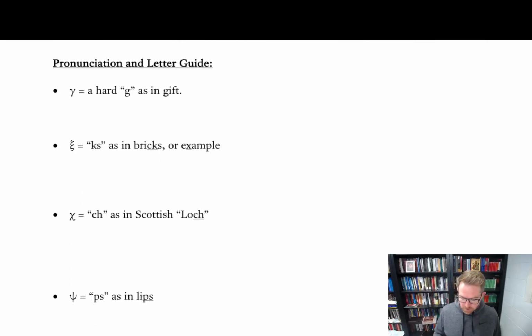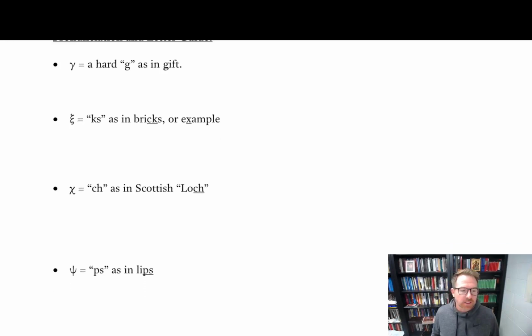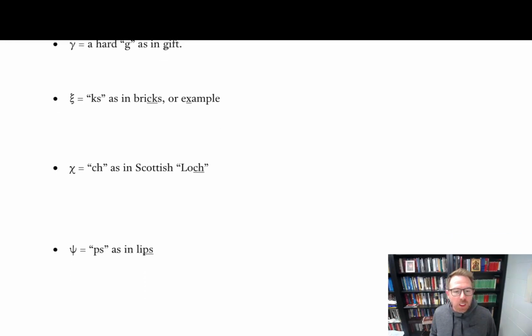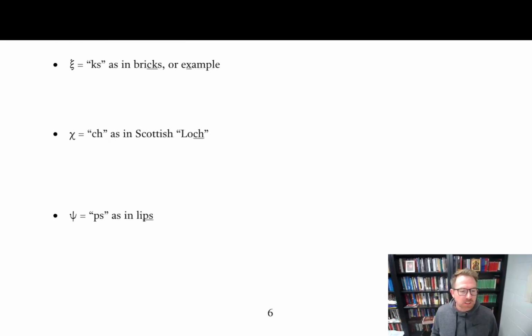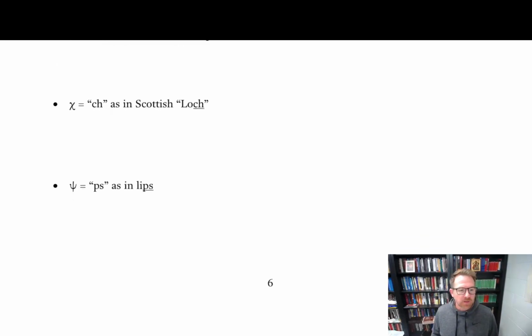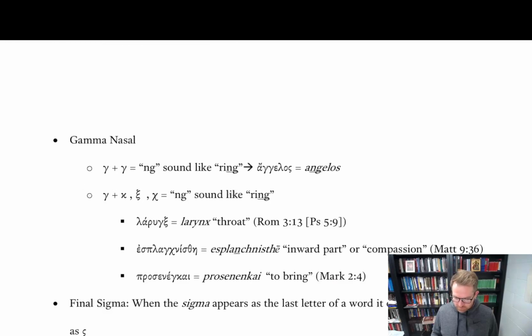So a couple of pronunciation notes. The gamma is a hard G as in gift. The xi is a KS as in bricks or example. The chi is like Scottish loch or Christos. The psi as in lips, the PS sound that you have there.